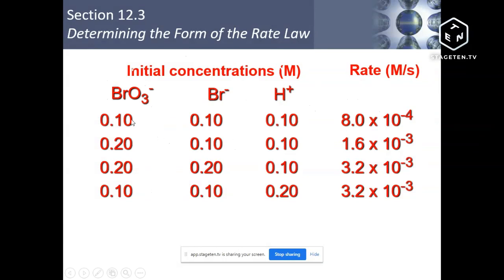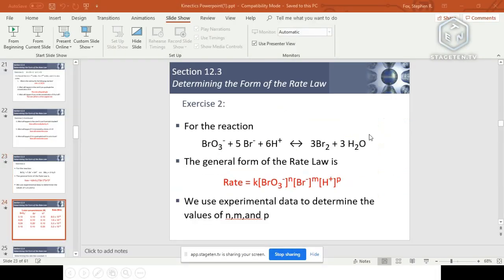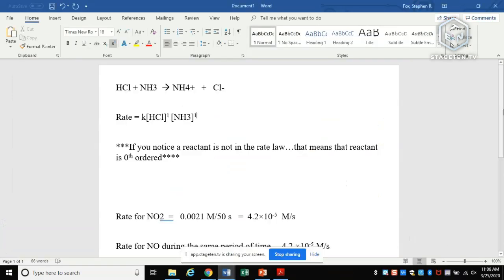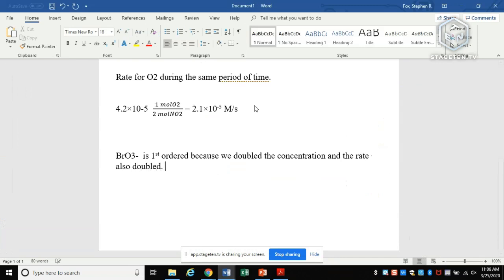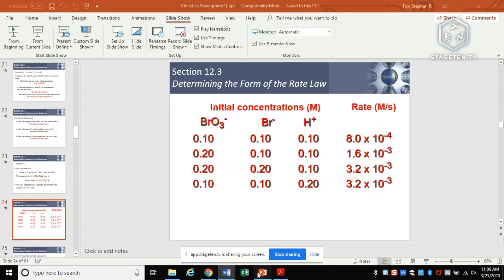So I doubled the concentration of bromate. What happened to the rate? The rate also doubled. So what does that mean? It means bromate is first order. So we figured out BrO3 minus is first order. We doubled the concentration and the rate also doubled. Right? Okay. So we have to do the same thing for the next one.